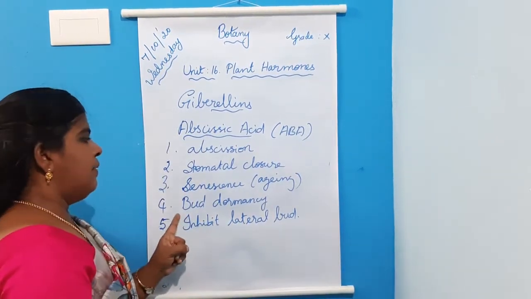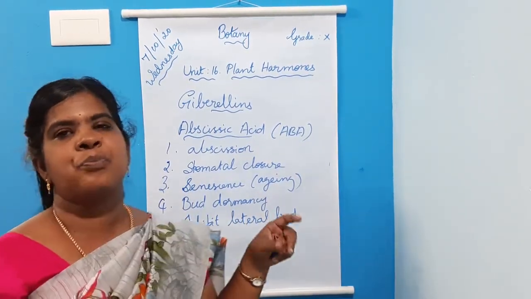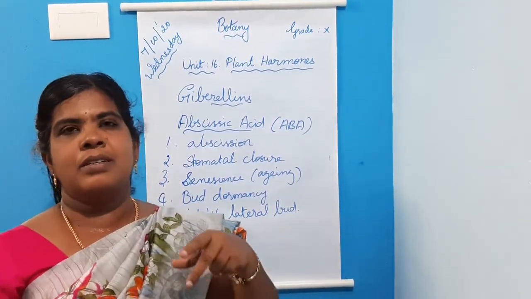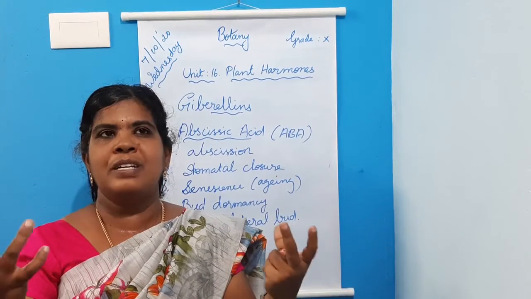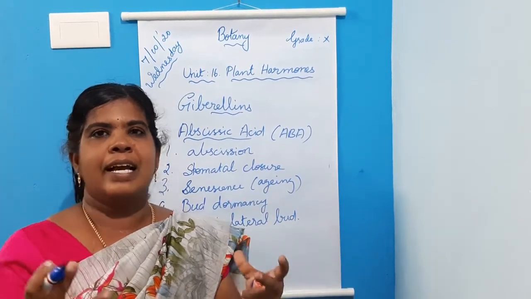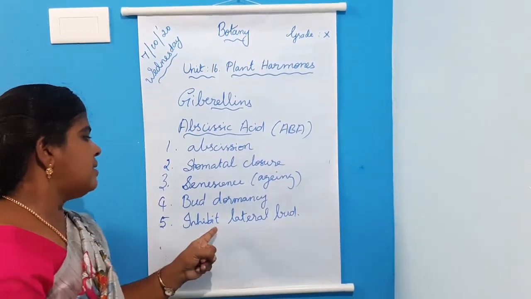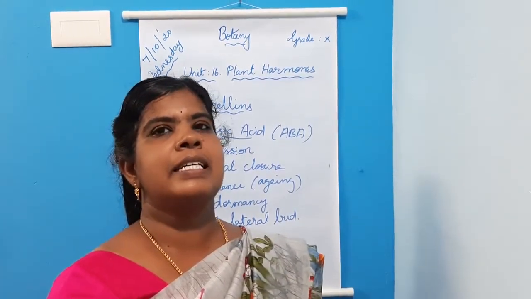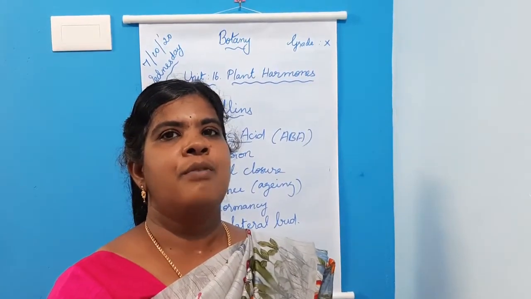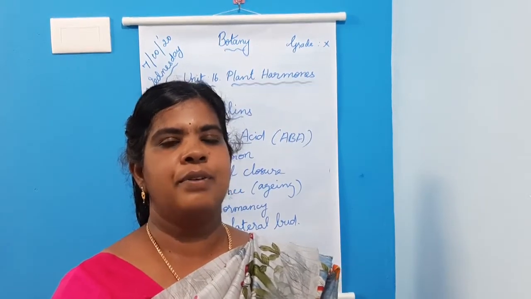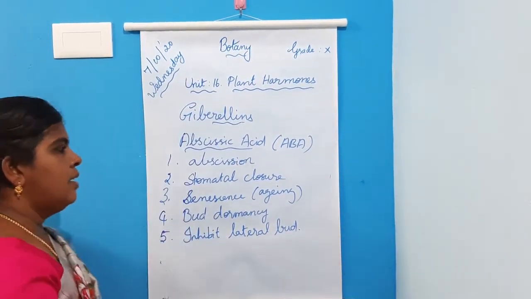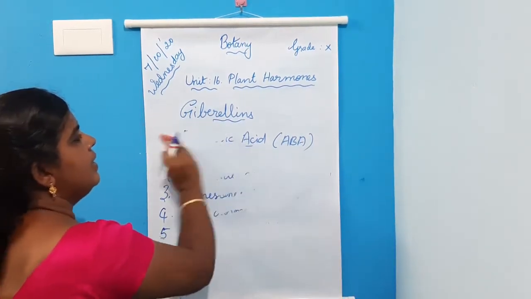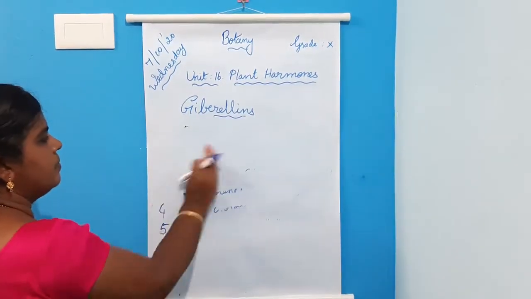Then fourth effect is it promotes bud dormancy towards the approach of winter in certain trees like birch, etc. Next, it inhibits lateral bud formation. These are the physiological effects of abscisic acid. What is the next one? The last one is ethylene.